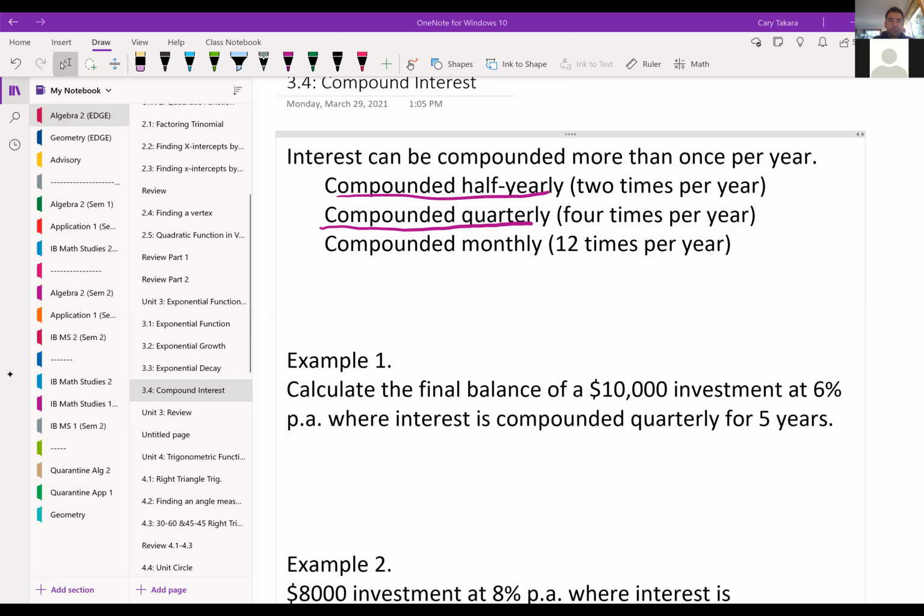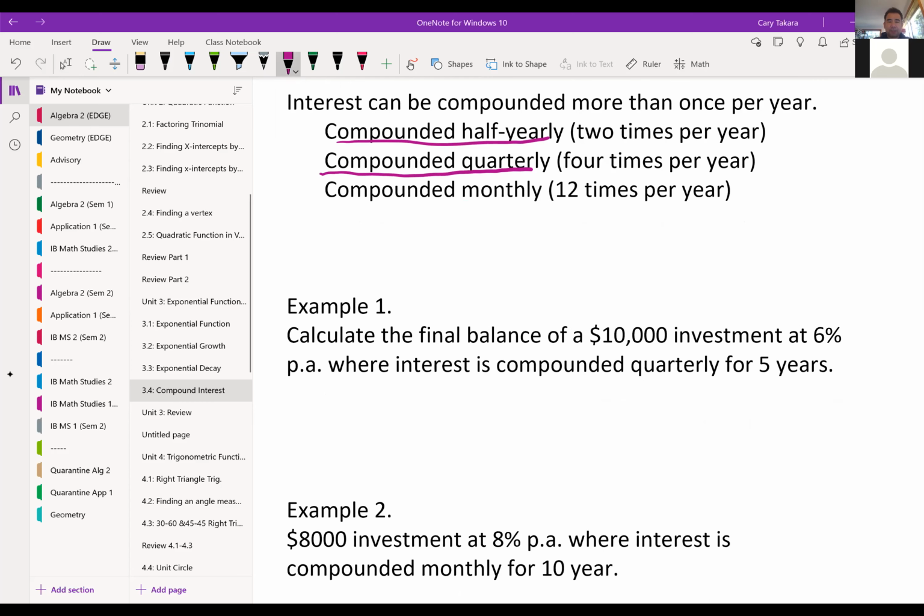Here's the first question. You've got to calculate the final balance of $10,000. So you're going to put the $10,000 in the bank, and the bank says it will give you 6% PA. It means per annum. I think it's from Latin words, but it means annual. So 6% for the whole year, right? But it is compounded quarterly.